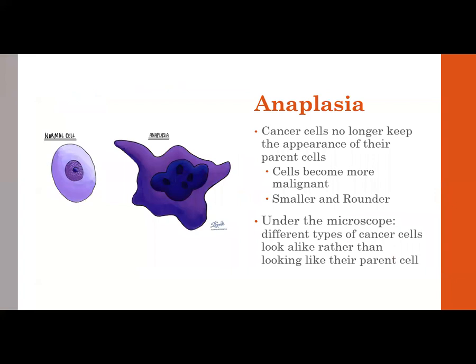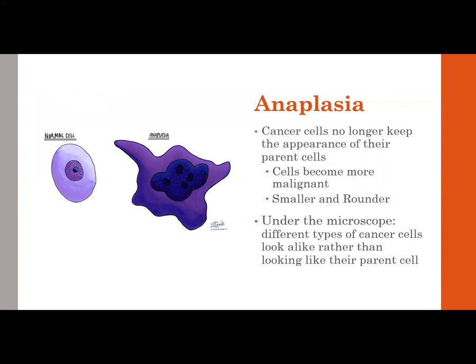Looking at anaplasia, I like this picture because it shows the distinction between a normal cell and one that has anaplasia. Cancer cells no longer keep the appearance of their parent cell. So that's what's getting concerning. And you'll hear the term malignant and you'll hear the term cancer. Both of these refer to the same abnormal growth.